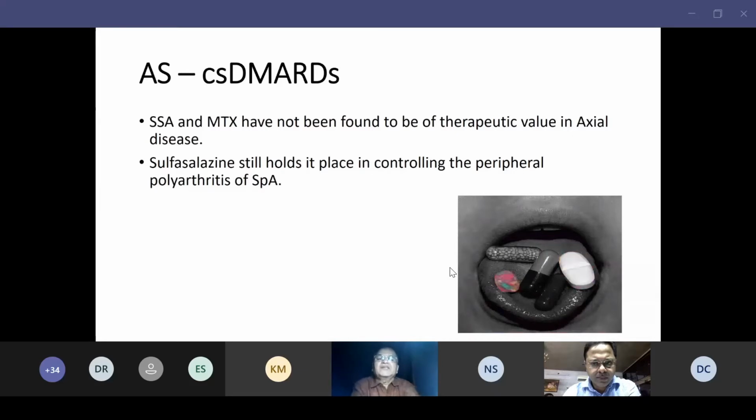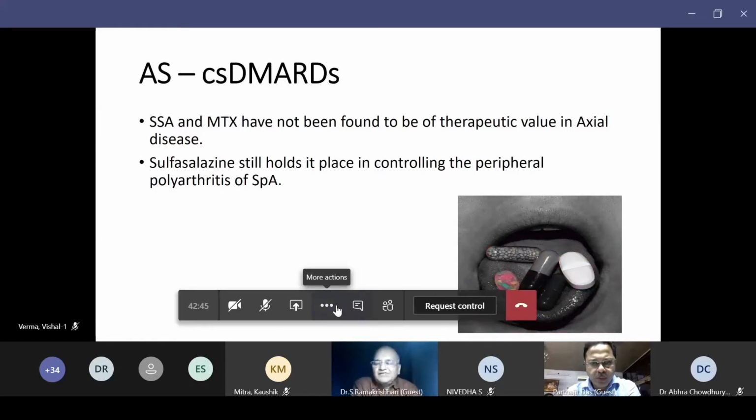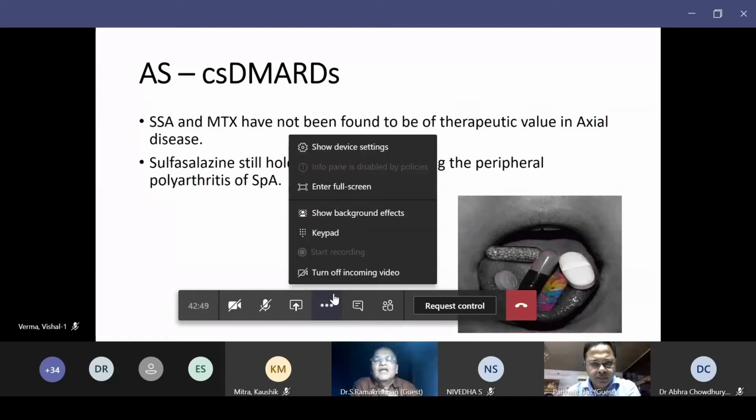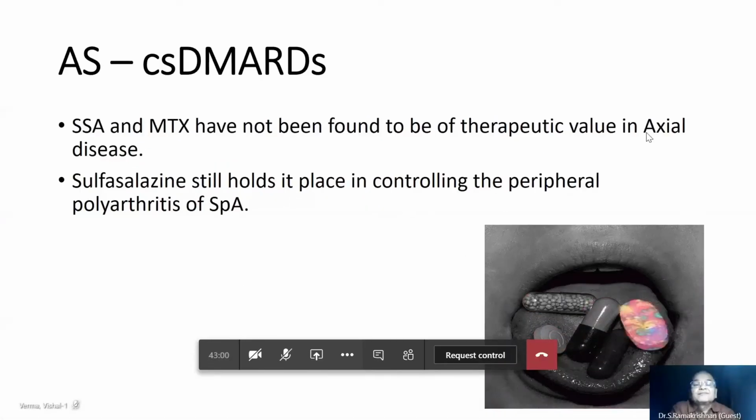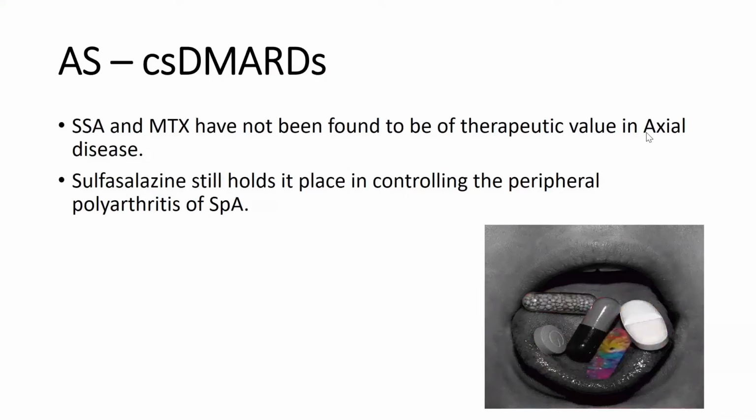The conventional synthetic DMARDs. Time moved on, and I was there in H.G. Wells' time machine in 1984, going on to the late 1990s. Sulfasalazine and methotrexate have not been found to be of therapeutic value in axial disease now. But sulfasalazine still holds its place in controlling the peripheral polyarthritis of spondyloarthritis.